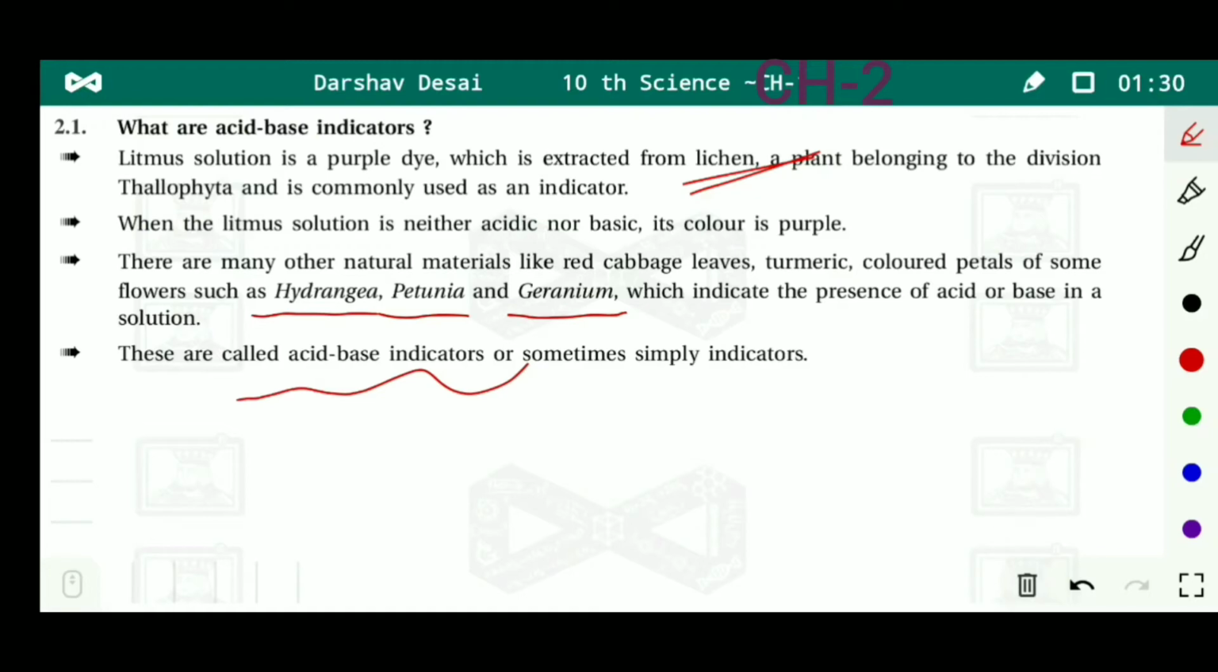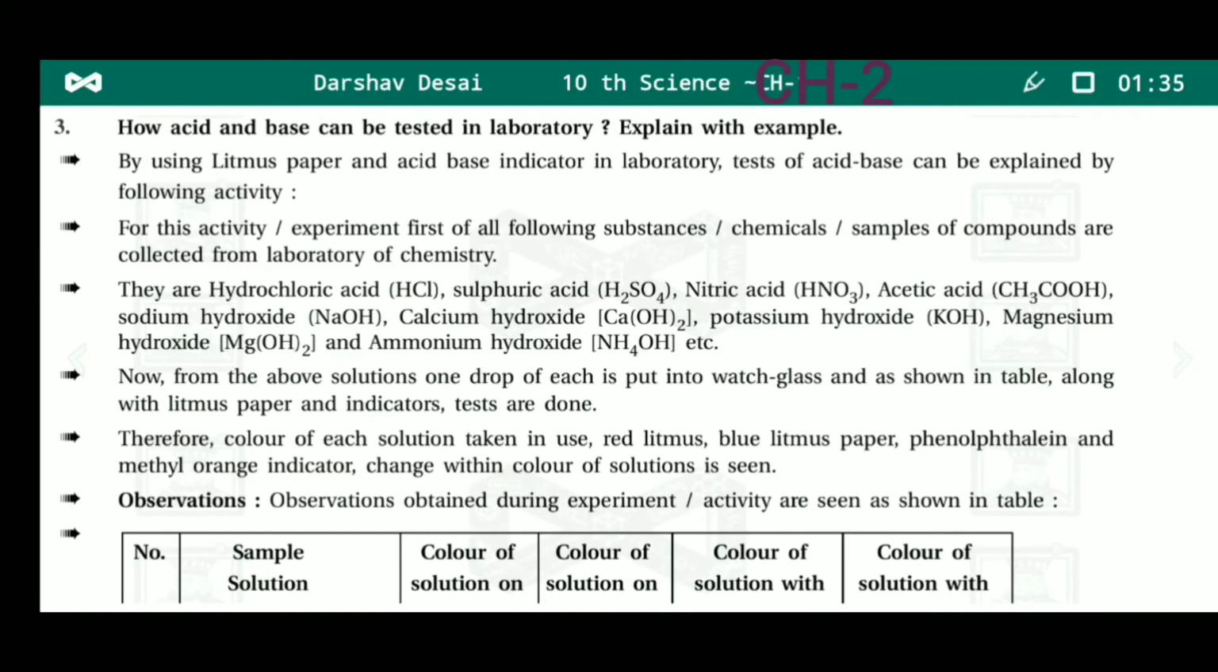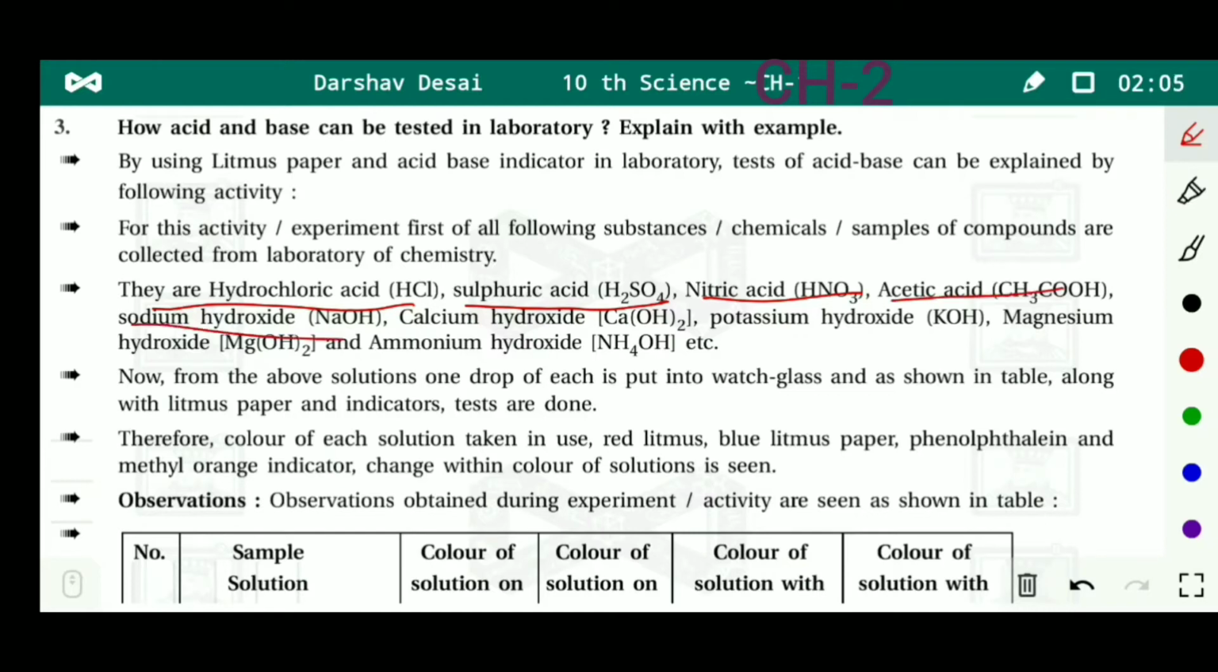Okay. So now we discuss some laboratory activities, how acid and base can be tested in the laboratory, explained with examples. First of all, we know the names of some acids and bases. Commonly three acids we know: hydrochloric acid, sulfuric acid, and nitric acid. These are the common concentrated acids, and another acid is acetic acid. Some bases: sodium hydroxide, calcium hydroxide, potassium hydroxide, magnesium hydroxide, and ammonium hydroxide.